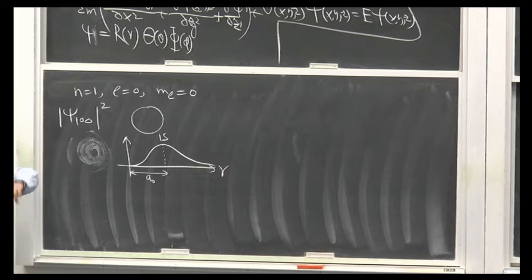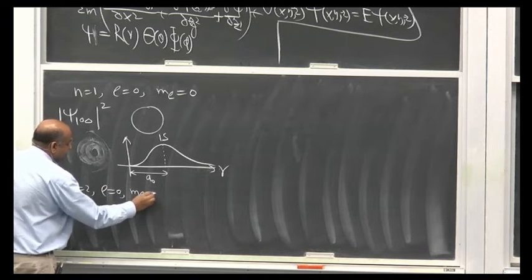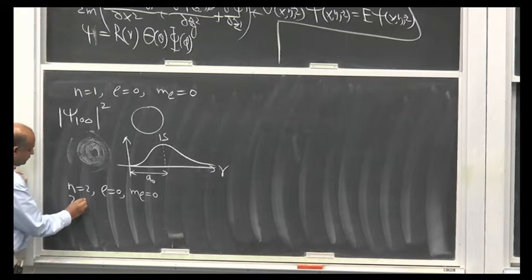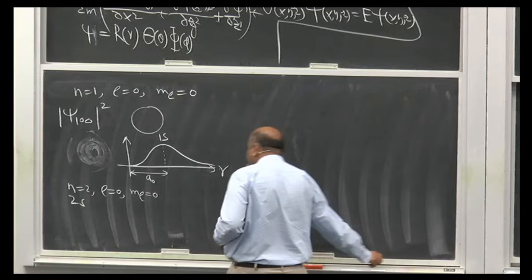So let me go to the next one. So the next possible is n equals 2. अब n 2 में L can be 0, and when L is 0, ML is 0. So this is called a 2s orbital. तो अगर इसकी probability हम सिर्फ r के अलावा देखें, this is something like this. I'll go to that.